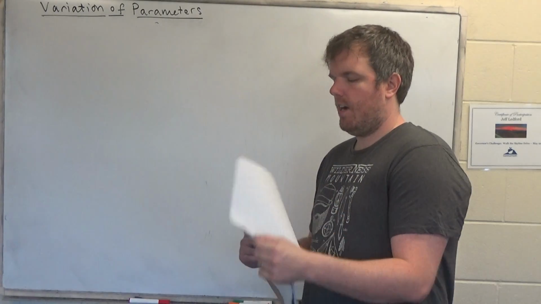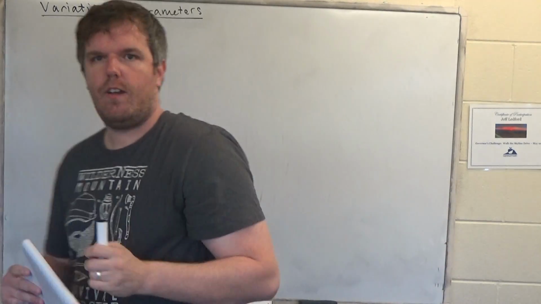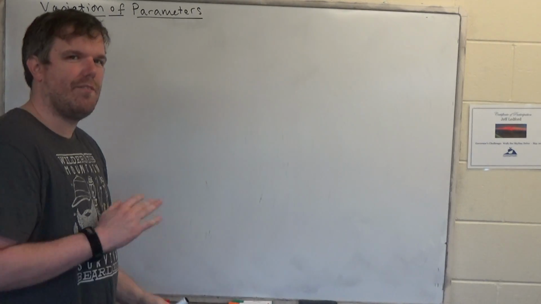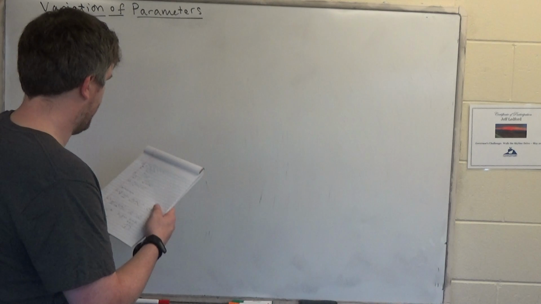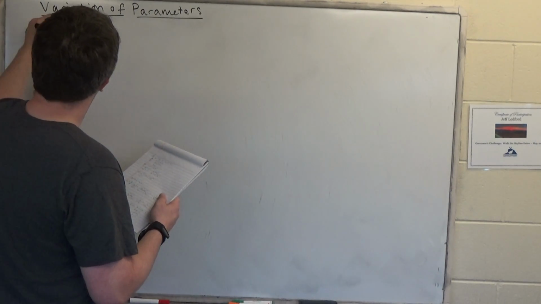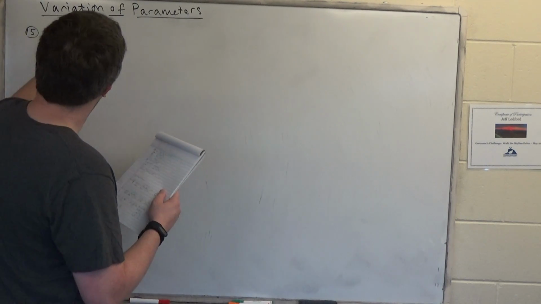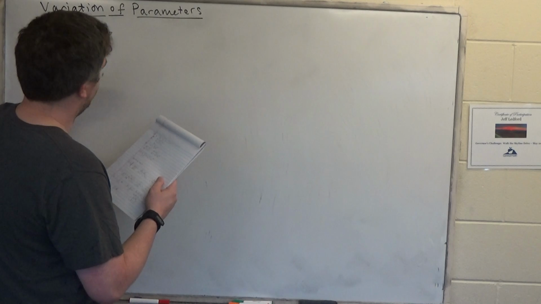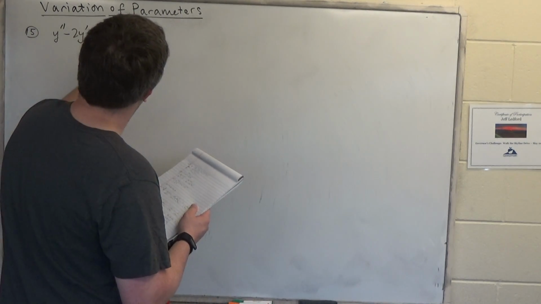Hi class. Our next example of variation of parameters will again be a second order problem, and this time it'll be a little bit more involved on the integration side. It's number 15, and it's y double prime minus 2y prime plus y equals e to the x over x squared plus x.